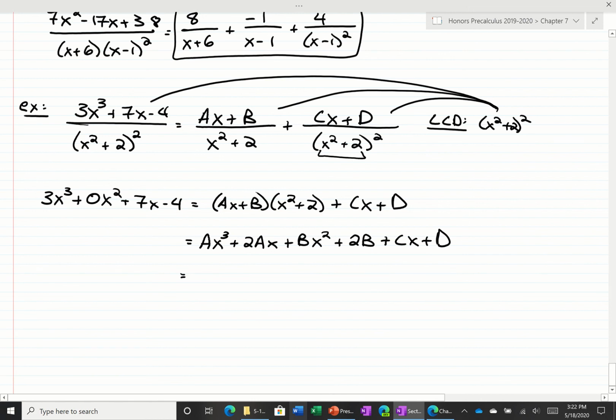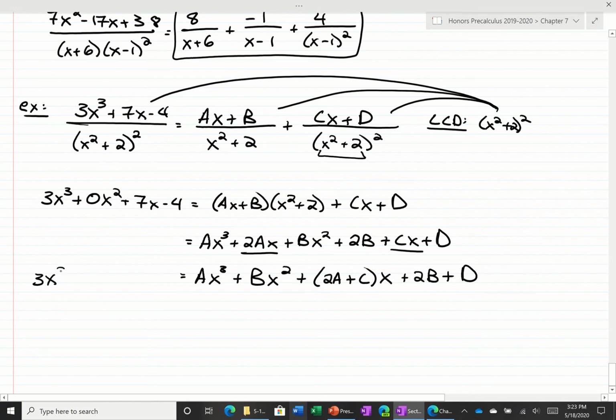Let's group our similar terms together. So we have ax squared, or I'm sorry, ax to the third. We have bx squared. We have 2a plus c x's. And then we have 2b plus d. And that's going to equal 3x to the third plus 0x squared plus 7x minus 4.